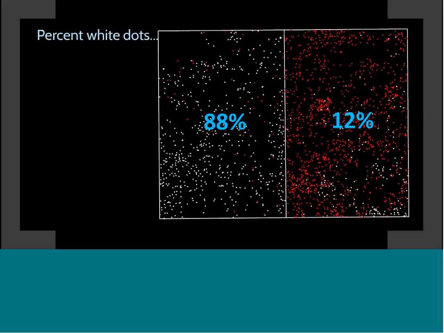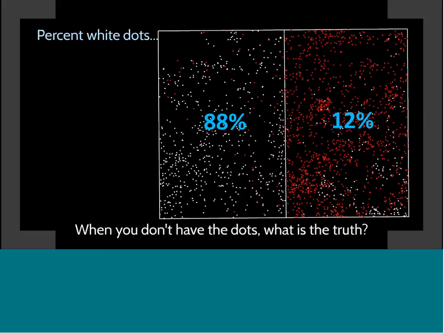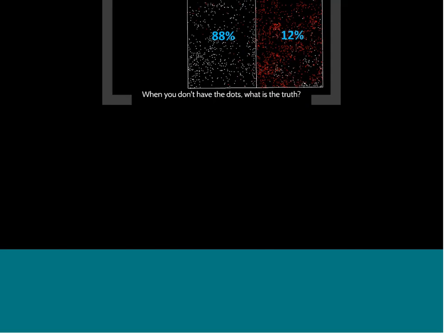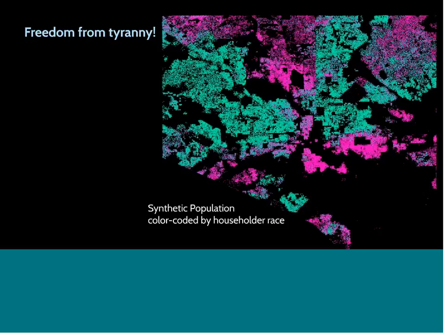There's no real great solution to that issue in geography, but one of the things that we like about synthetic populations and having the dots is, if you don't have the dots, what is the truth? So if we've got the dots, we can make maps like this. These are the locations of our synthetic households, color-coded by race in this case.